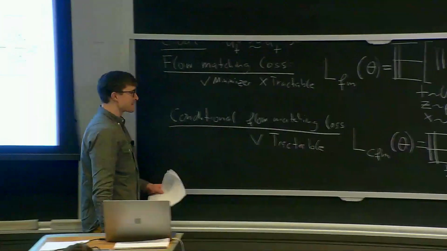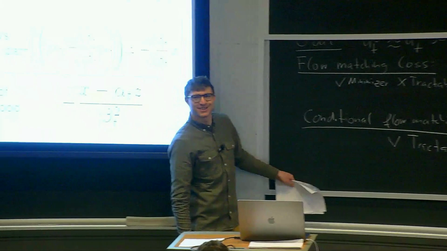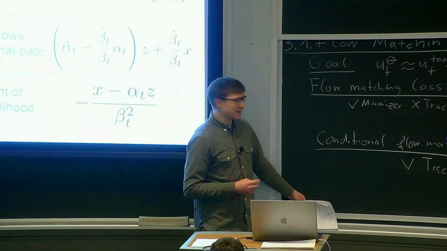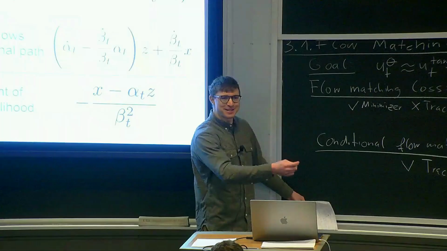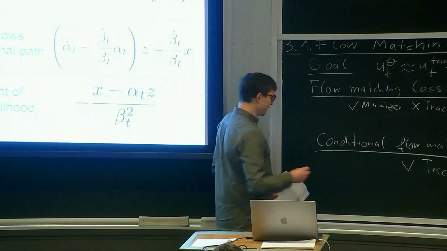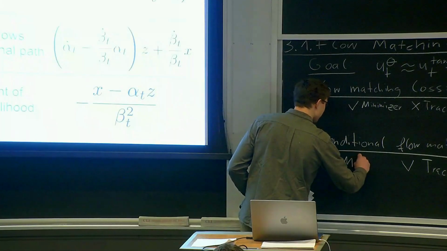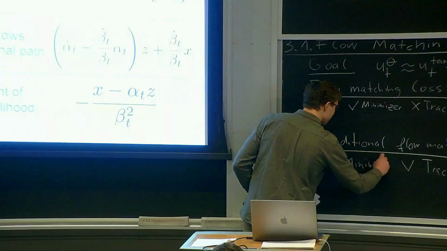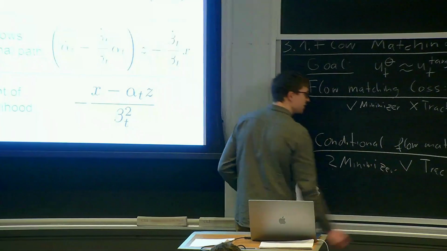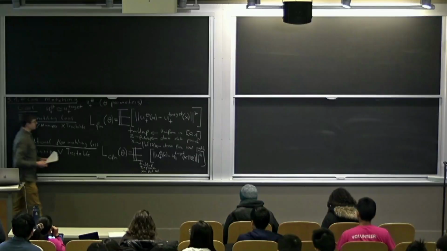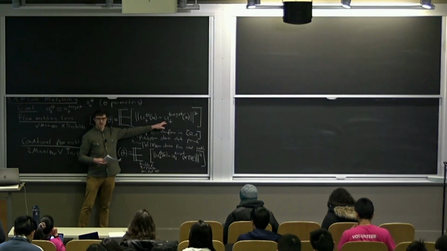But what's the minimizer? I would be very surprised if you would see it in a second, because it's not entirely clear. So the question is, does it even make sense to minimize this object? Because the conditional vector field is not really useful. We don't want to generate single data points. We want to generate a whole distribution of data points, which is what this thing is doing.